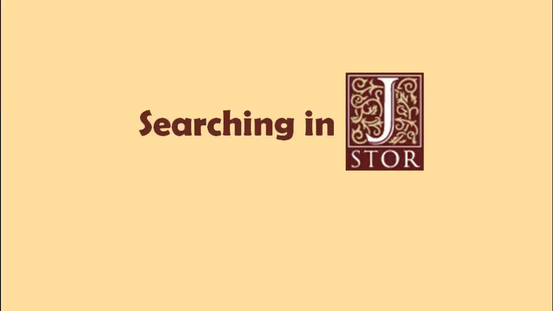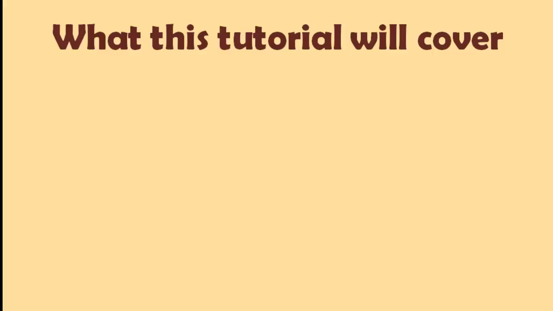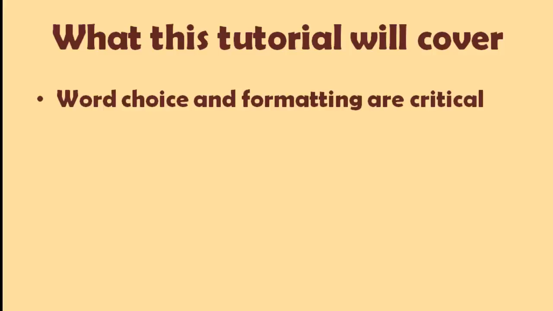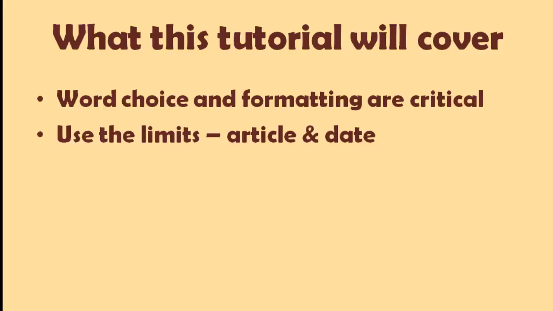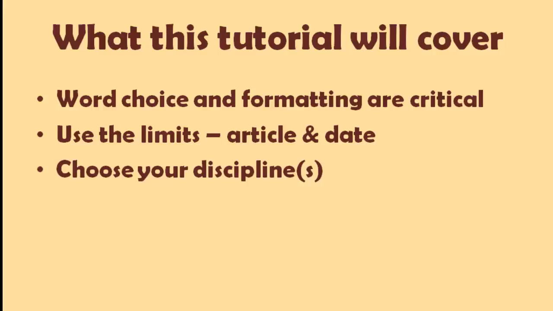I'm the Instructional Services Librarian at Genesee Community College, and this is Searching in JSTOR. This tutorial is going to cover the following topics. We're going to start by looking at word choice and how important that and formatting are to searching in this database. We're going to talk about using the limits that this database offers, such as by article and using the date limit. We're going to talk about the disciplines that you can limit your searches to because you won't want to search them all, and some will definitely be more important than others.